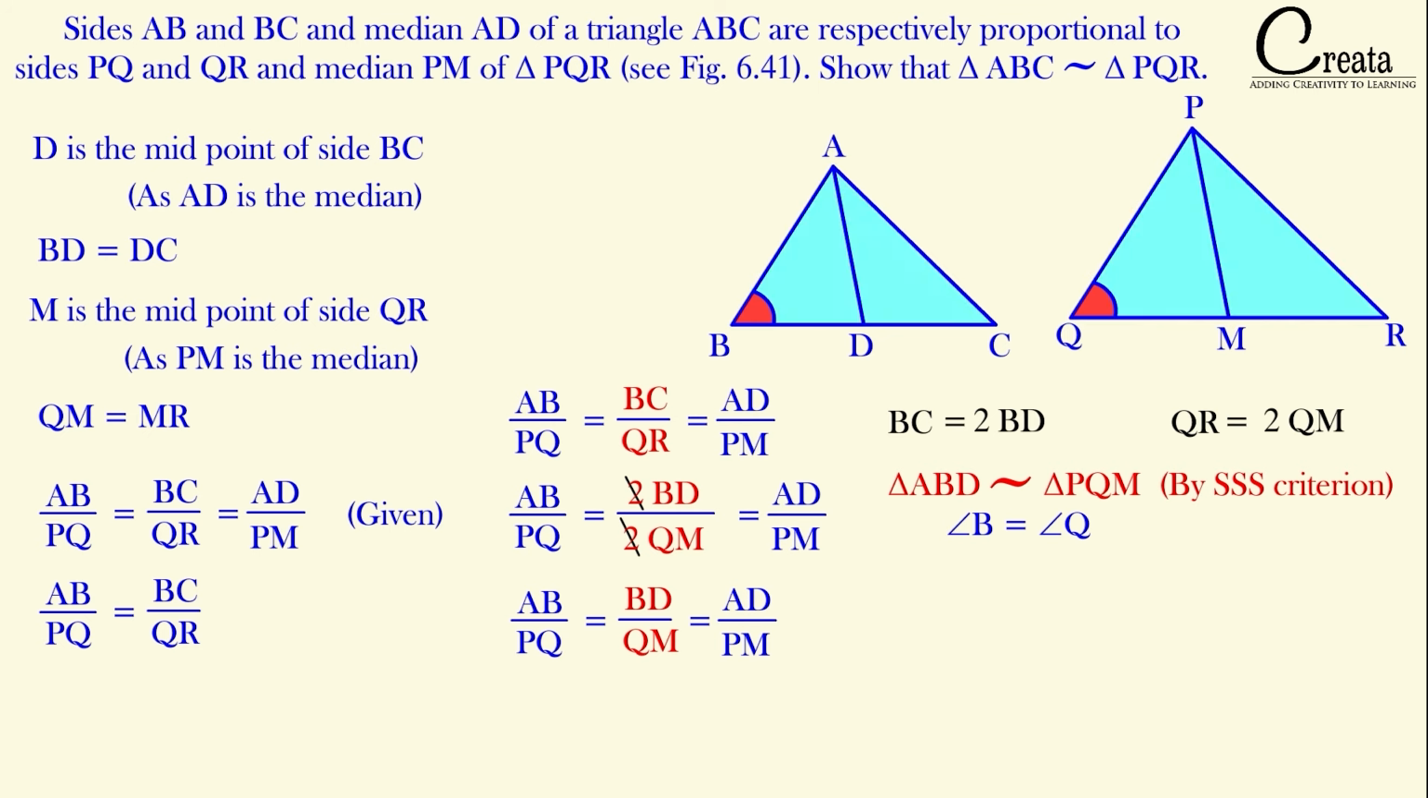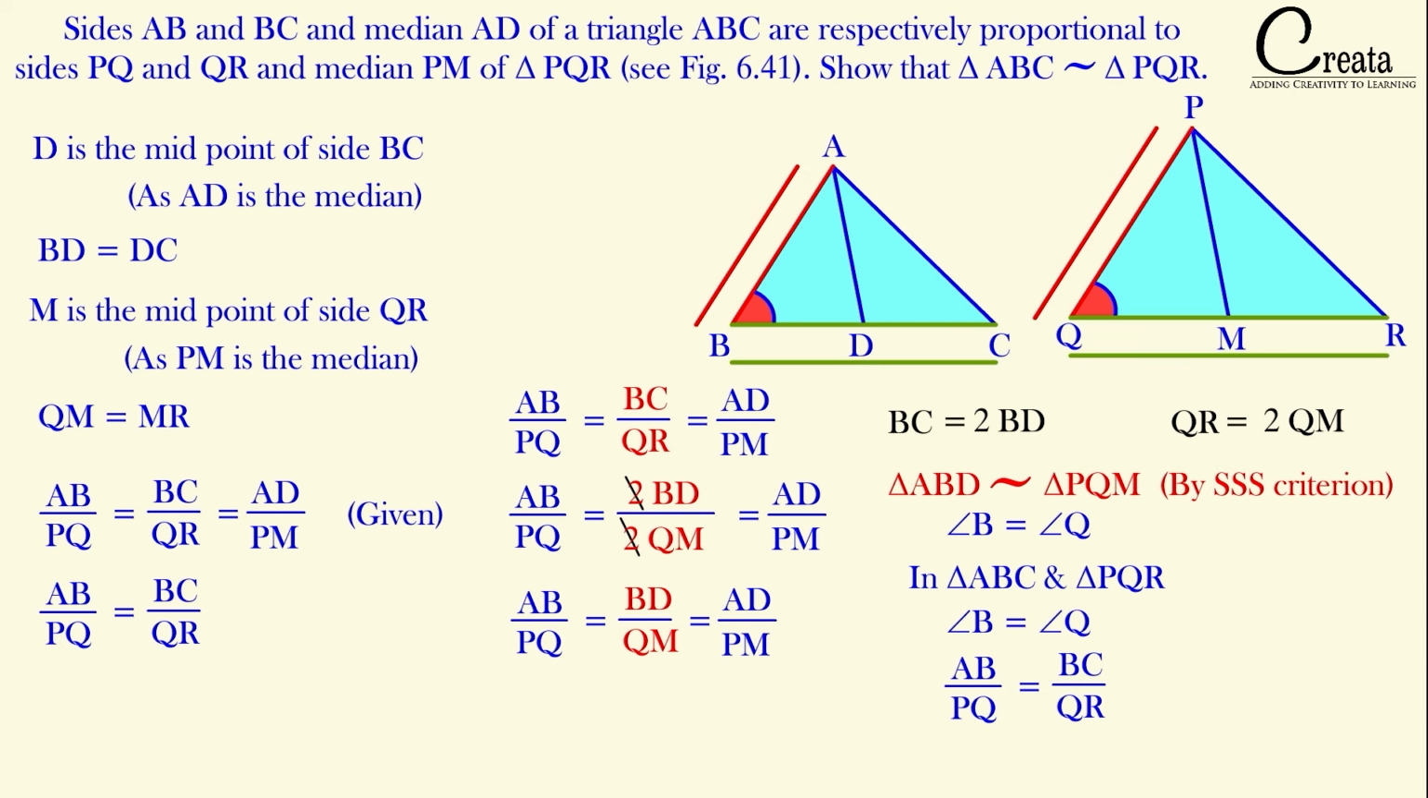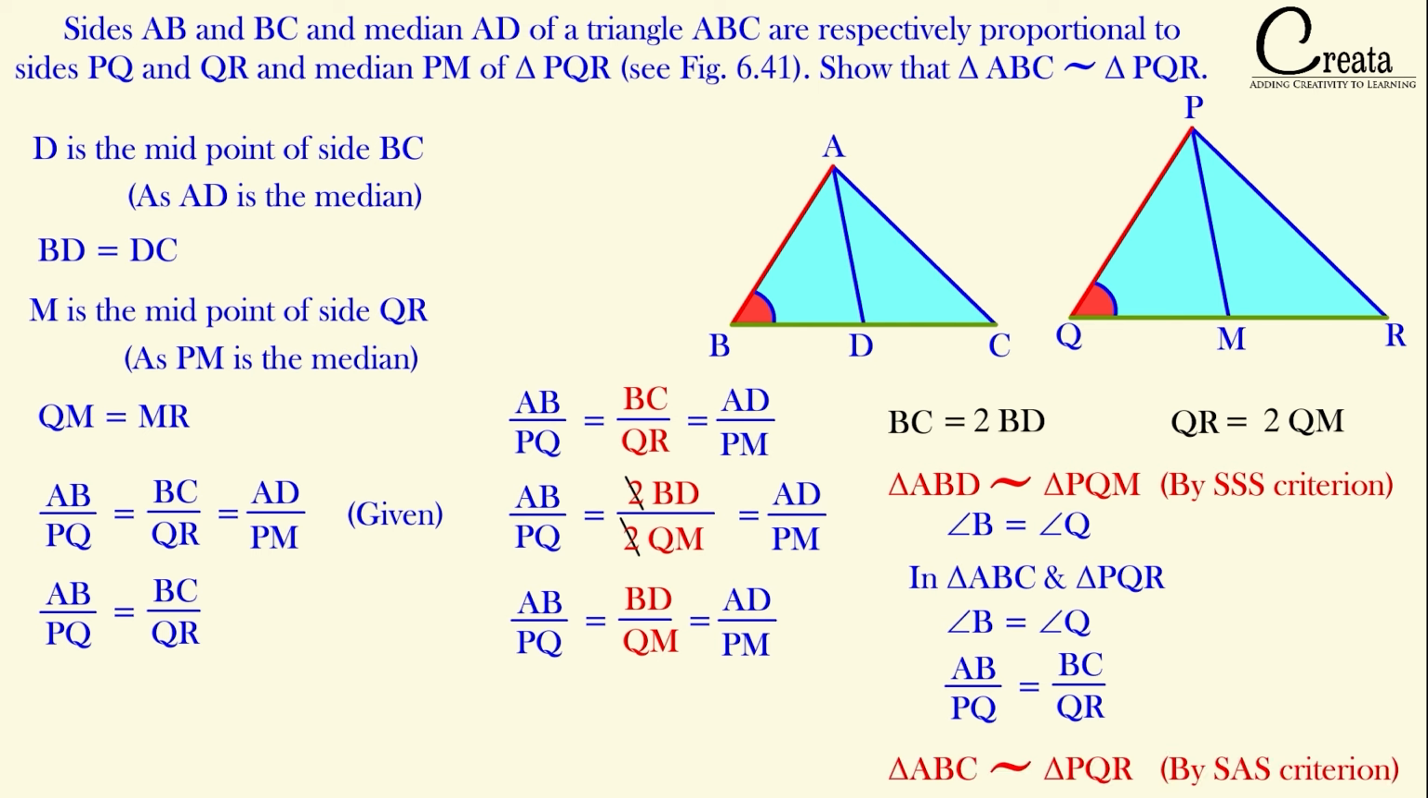So if you observe in the main triangles, triangle ABC and triangle PQR, here we have angle B and angle Q as equal, the same thing we have just proved. Further, it is also given AB upon PQ is equal to BC upon QR, the same thing in the given portion. The ratio of the two corresponding sides are equal and the angle in between these two corresponding sides are also equal. So by SAS criteria, triangle ABC is similar to triangle PQR. That is the proof of this question.